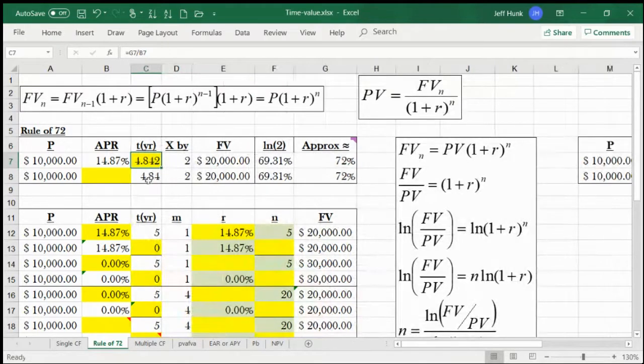So what does that mean? 4.84 years, which is an approximation, right? Approximately, it should be exactly 5 years, but approximately 4.842.